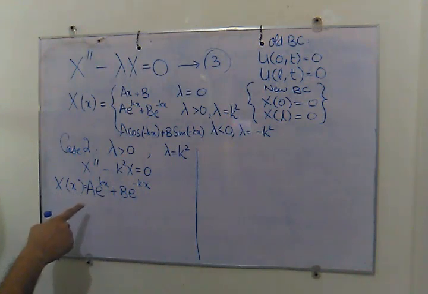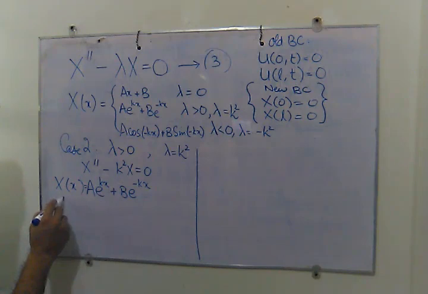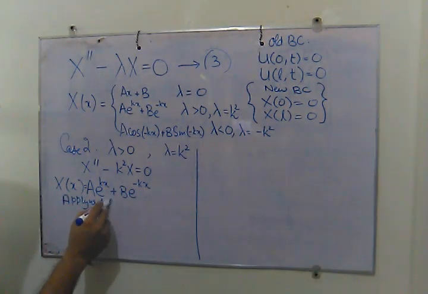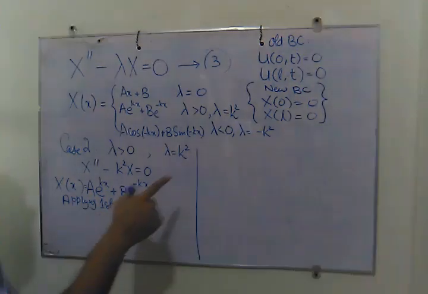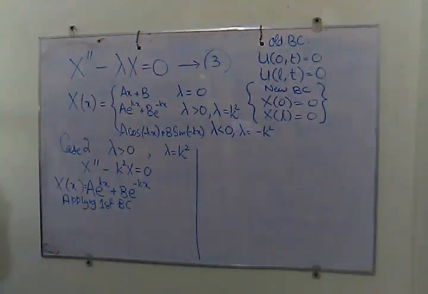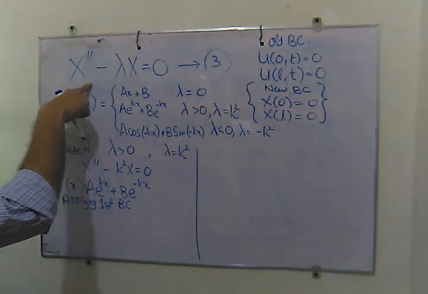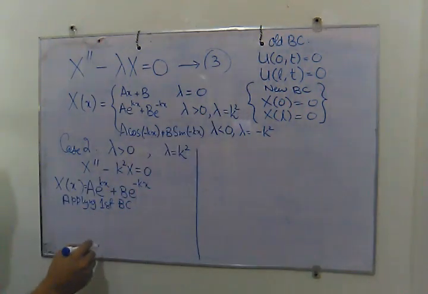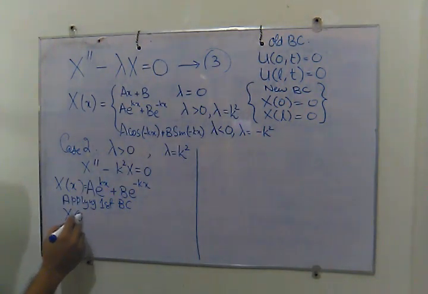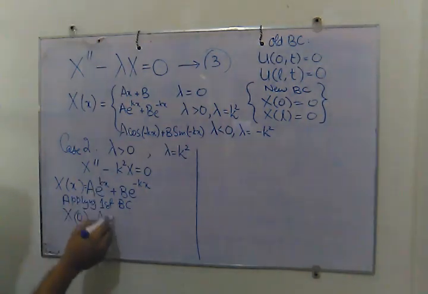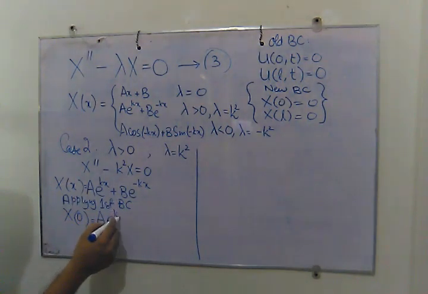Now we apply boundary conditions to get the values for the coefficients. We are considering the new boundary conditions because we have a differential equation which does not have any component of t, so we have made the new boundary conditions. So when we apply the first boundary condition, this is X of 0, which means that we have to put x equal to 0 in the general solution.